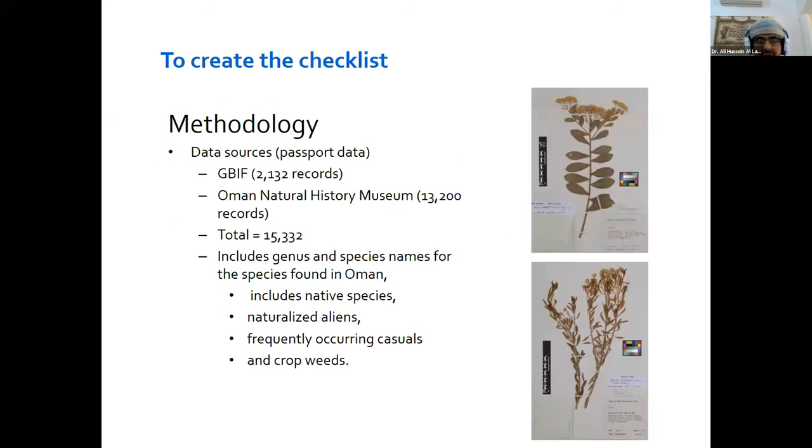So what we did, we have records to develop our checklist. And to get information, we have information from the Global Biodiversity Information Facility, as well as from the Oman Natural History Museum. We have about 15,000 data records for distributions and species lists. And these species included native species, naturalized aliens, frequently occurring casuals, and crop weeds.